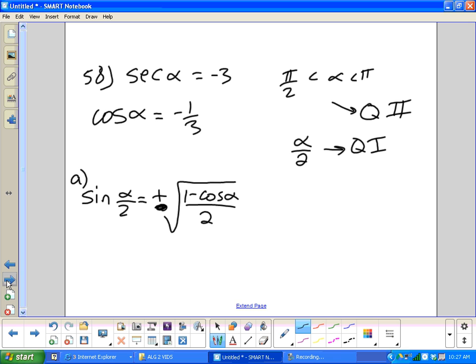Now, let's fill this in. So 1, now minus the cosine. So what am I going to write there?